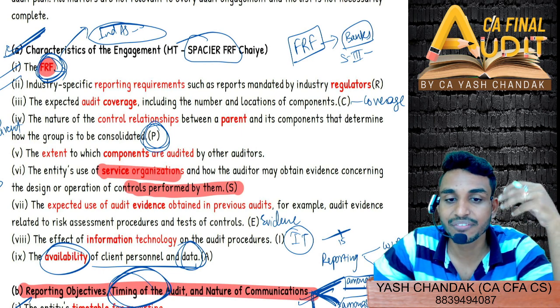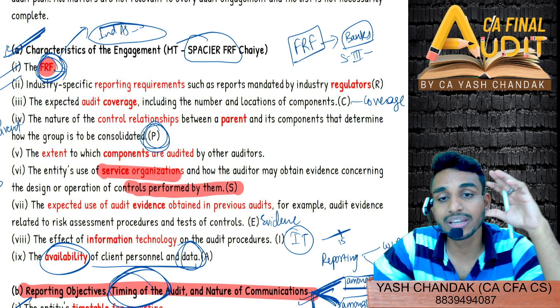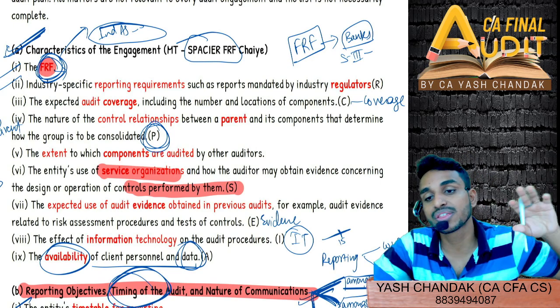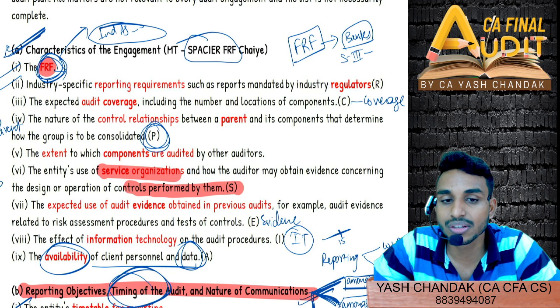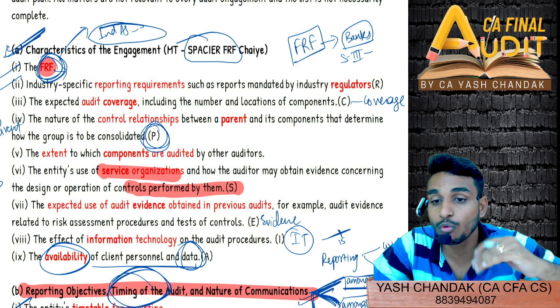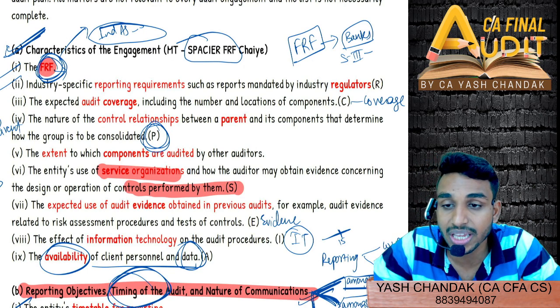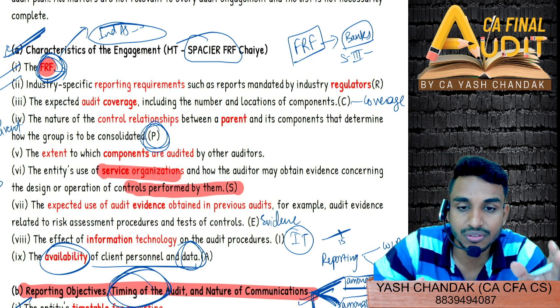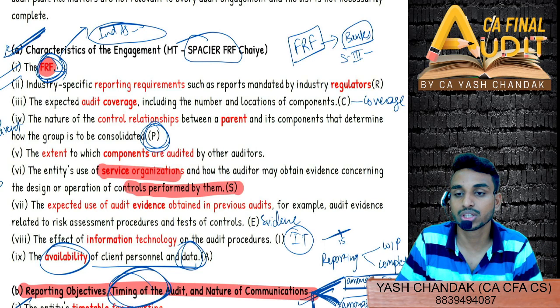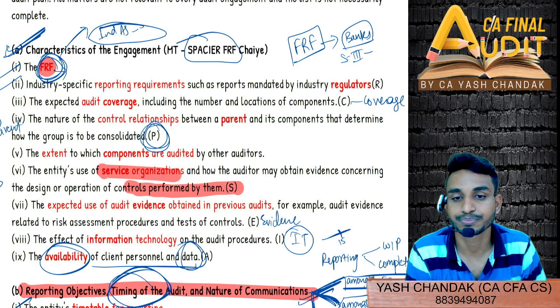So based on it, FRF, you will have to decide, or you can say vice versa, that characteristics will also help you determine the FRF. What is the characteristics of the engagement? So you'll have to then go through what is the FRF requirement, what should be my financial reporting framework according to the characteristics that I have been given for the audit to complete the audit.